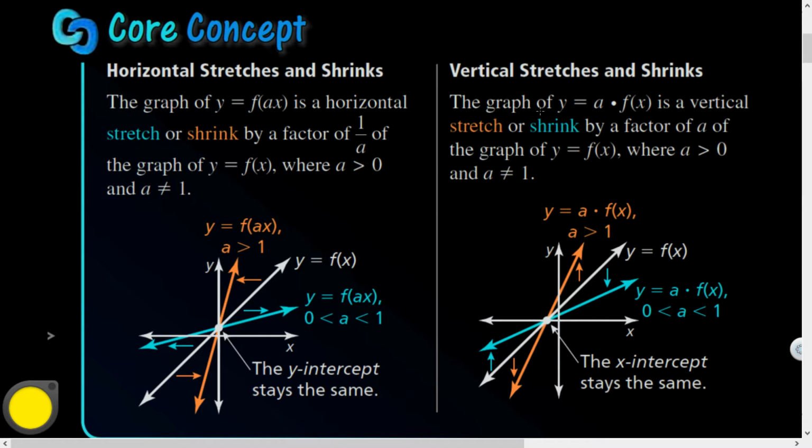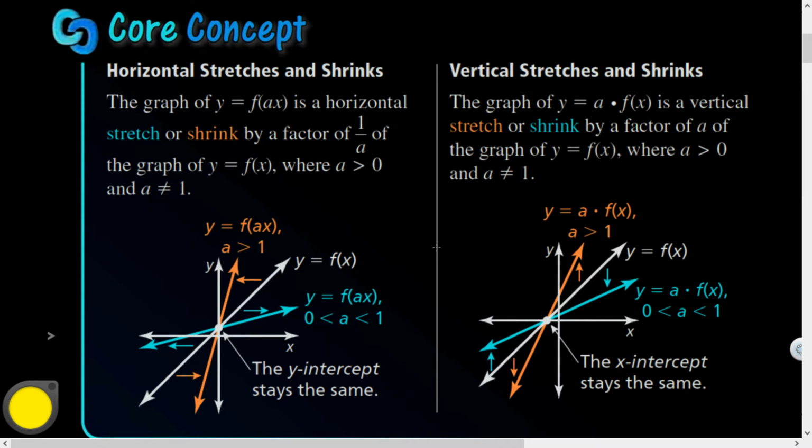So the vertical stretches and shrinks behave exactly the way you would expect them to. The horizontal ones are weird, where they will behave the opposite of what you would expect. If I multiply by a big number on the inside of the parentheses, it will actually horizontally smoosh the graph, is what I say. I think smoosh is way cooler than shrink. But there you go. And if you multiply by a number that's between 0 and 1, unpredictable, that's not what I would have expected, but it actually horizontally stretches the graph out.